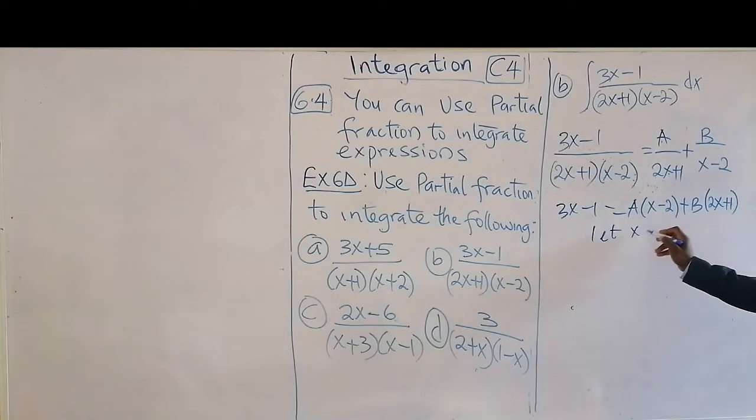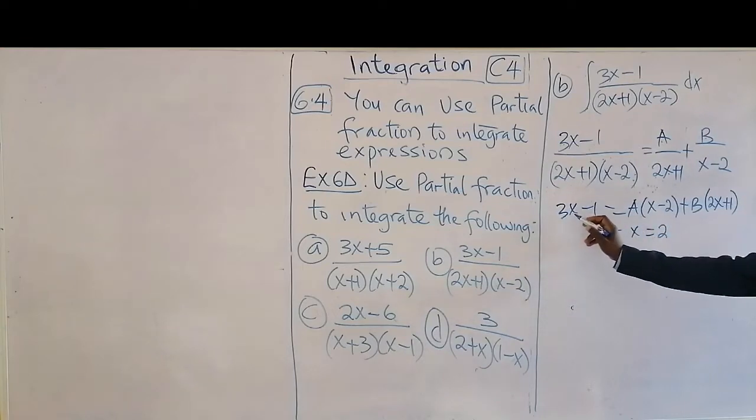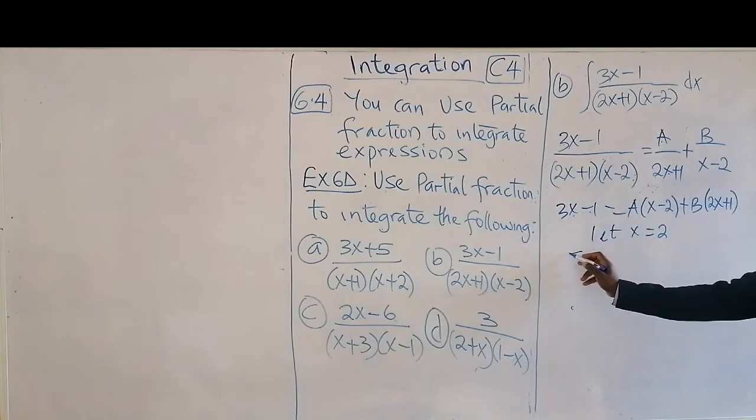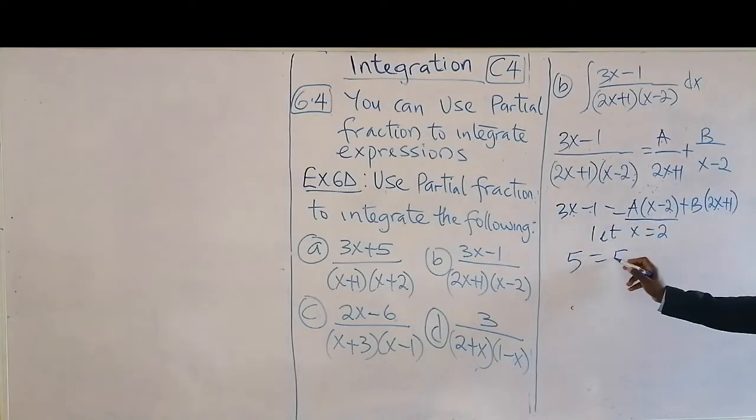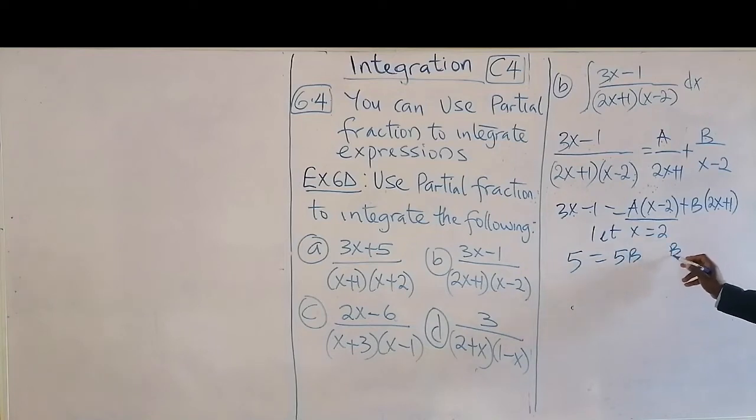Let x be 2. 3 times 2, that's 6 minus 1, that's 5. 2 minus 2, this expression cancels. So 2 times 2 plus 1, that's 5B. So B is 1.